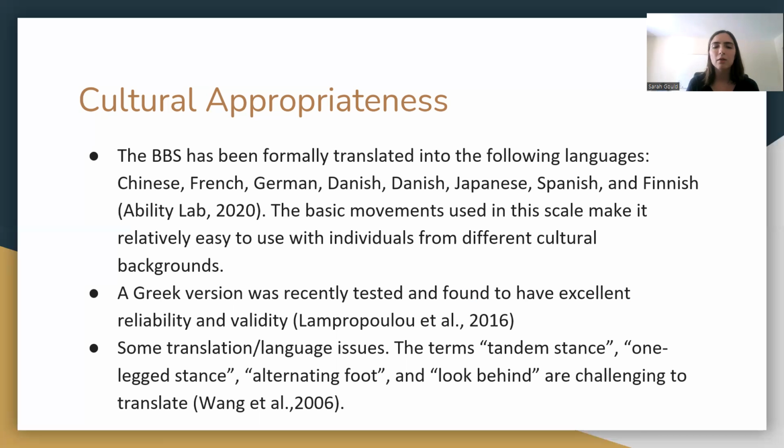There have been some translation issues that people have run into. There's specific terminology used like tandem stance, one-legged stance, an alternating foot, and look behind, which can be difficult to translate into a non-English language.